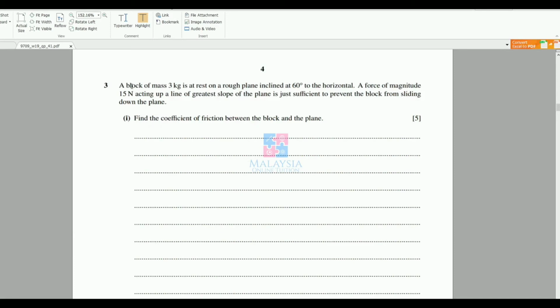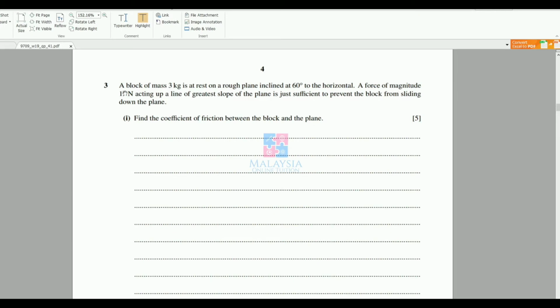Now for question number 3. A block of mass 3 kilograms is at rest on a rough plane inclined at 60 degrees to the horizontal. A force of magnitude 15 Newton acting up a line of greatest slope of the plane is just sufficient to prevent the block from sliding down the plane. For part 1, find the coefficient of friction between the block and the plane.